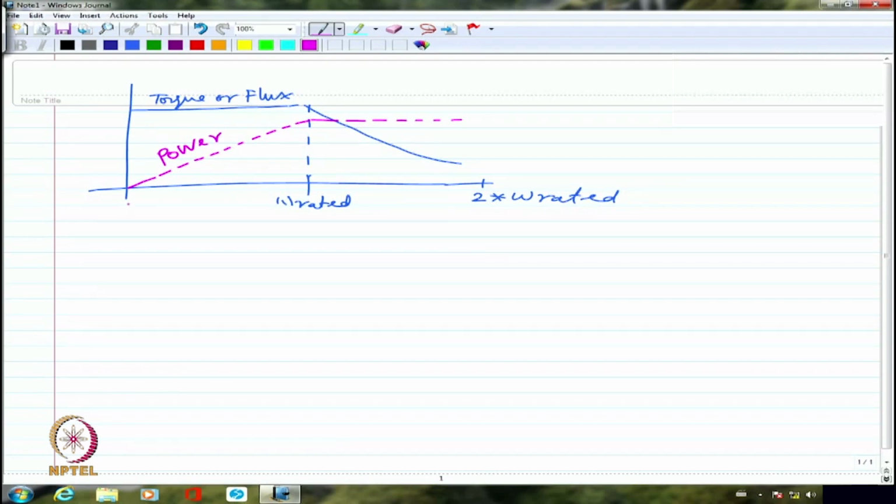We call this zone the constant torque zone. And this is going to be the constant power zone. So these are the 2 distinct zones of operation.